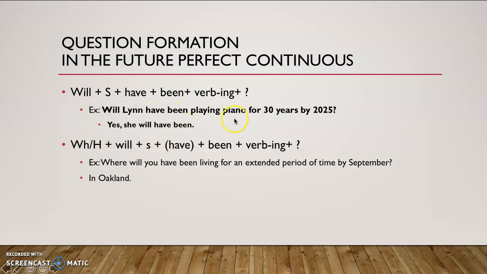Now, this is not necessarily the most common phrase. You're not going to hear this tense used that much, but just to make sure we cover all our bases, I wanted to explain it. To form a WH or an H question, we start with who or where or when or why, or we can say how often, how much, or how, followed by will, subject, have, been, verb ing. Example, where will you have been living for an extended period of time by September? In Oakland.